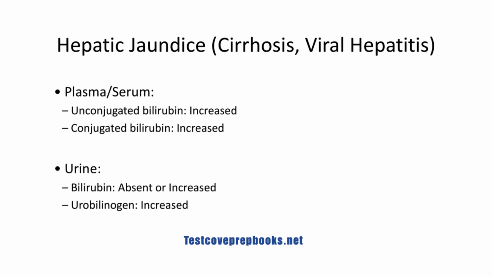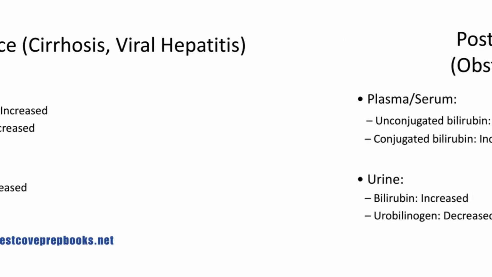Hepatic jaundice, as seen in cirrhosis or viral hepatitis. Here, the liver is damaged and cannot process bilirubin efficiently. Both unconjugated and conjugated bilirubin levels in plasma are elevated. In the urine, bilirubin may be absent or increased depending on severity. Urobilinogen is increased as well due to impaired hepatic processing and increased leakage into circulation.